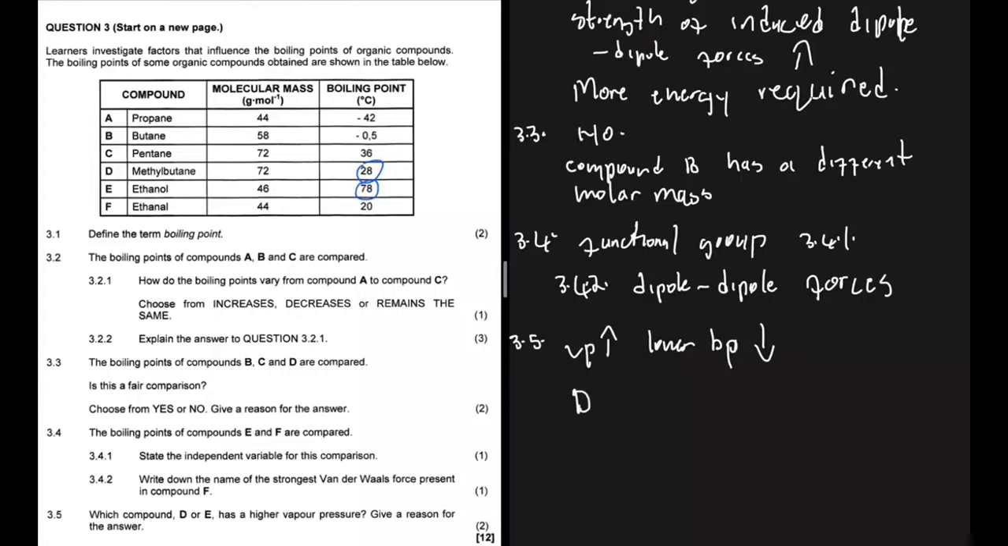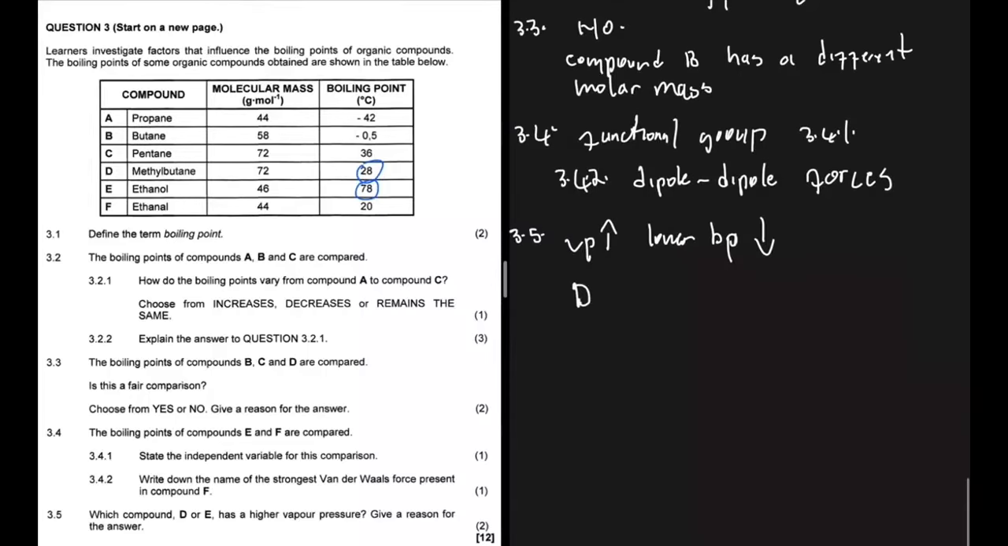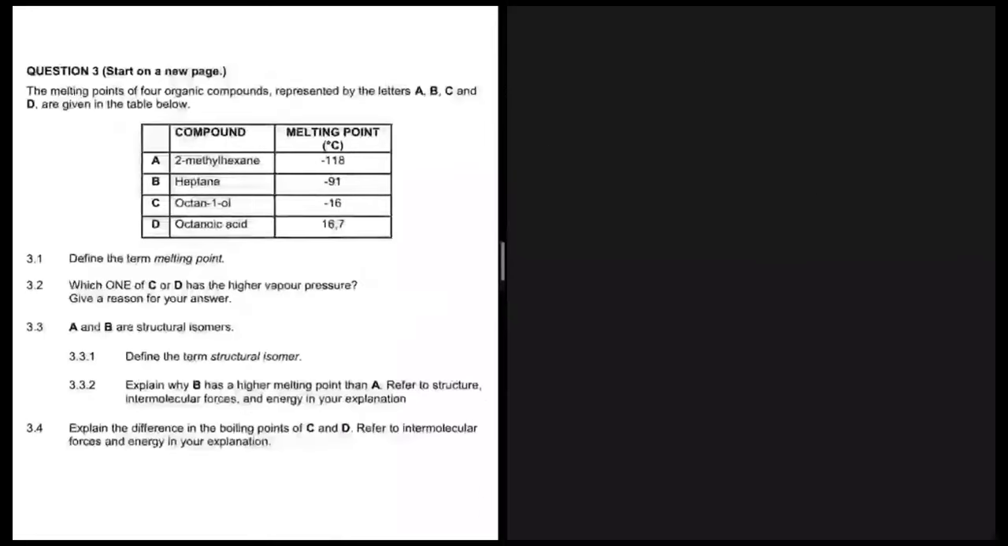As a consequence, they say give a reason. So the reason is what we just talked about. The higher the vapor pressure, the lower the boiling point. Clearly, methylbutane has a lower boiling point. As a result, it has a higher vapor pressure. If a compound has a higher vapor pressure, what does that say about the boiling point? What does that say about the melting point?